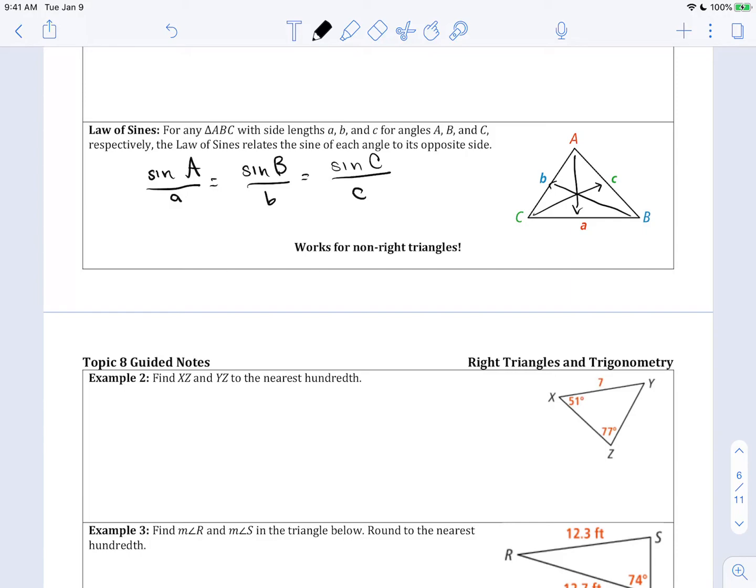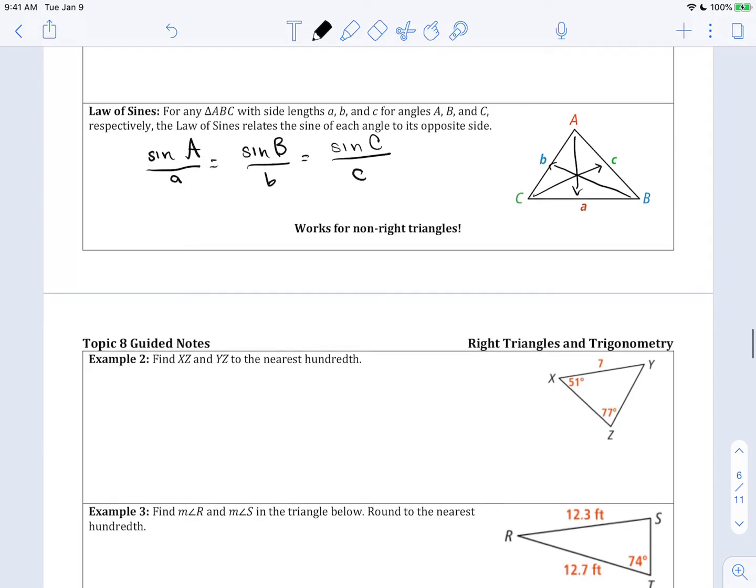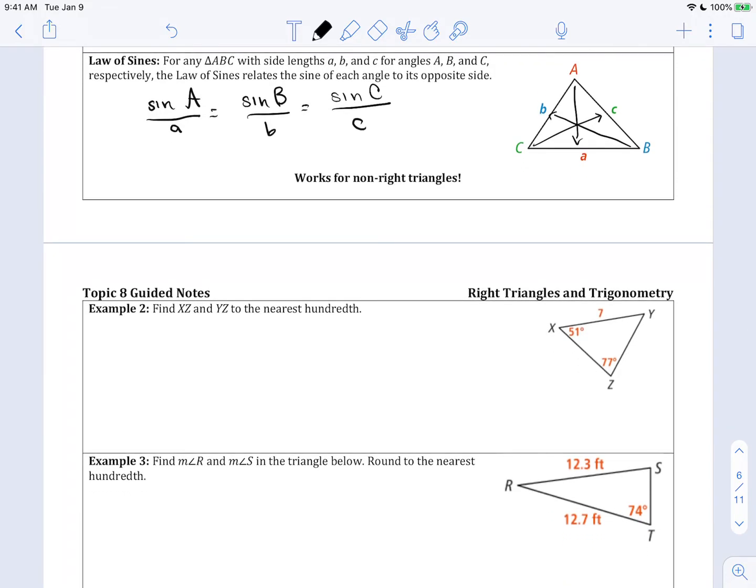So let's use that to find some missing sides. In example 2, it says find xz, which I'm going to label y because it's opposite angle y, and yz, which I'm going to label x because it's opposite that 51 degrees. Okay, so we're going to find those measurements. Now we know 77 and 7 are opposite, so that angle and side match up, right? So I can say sine 77 over 7 equals, now let's solve for x first, sine of 55 over x.